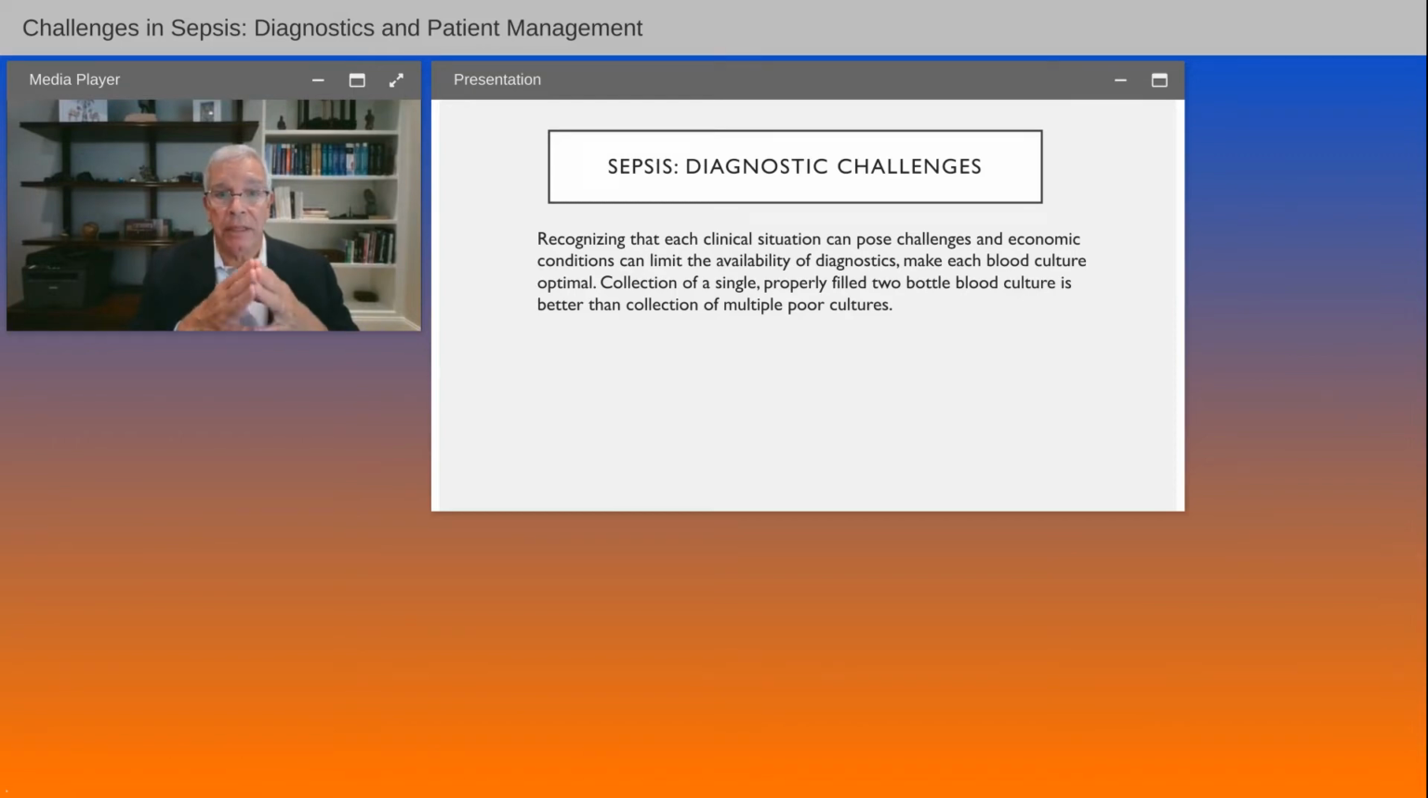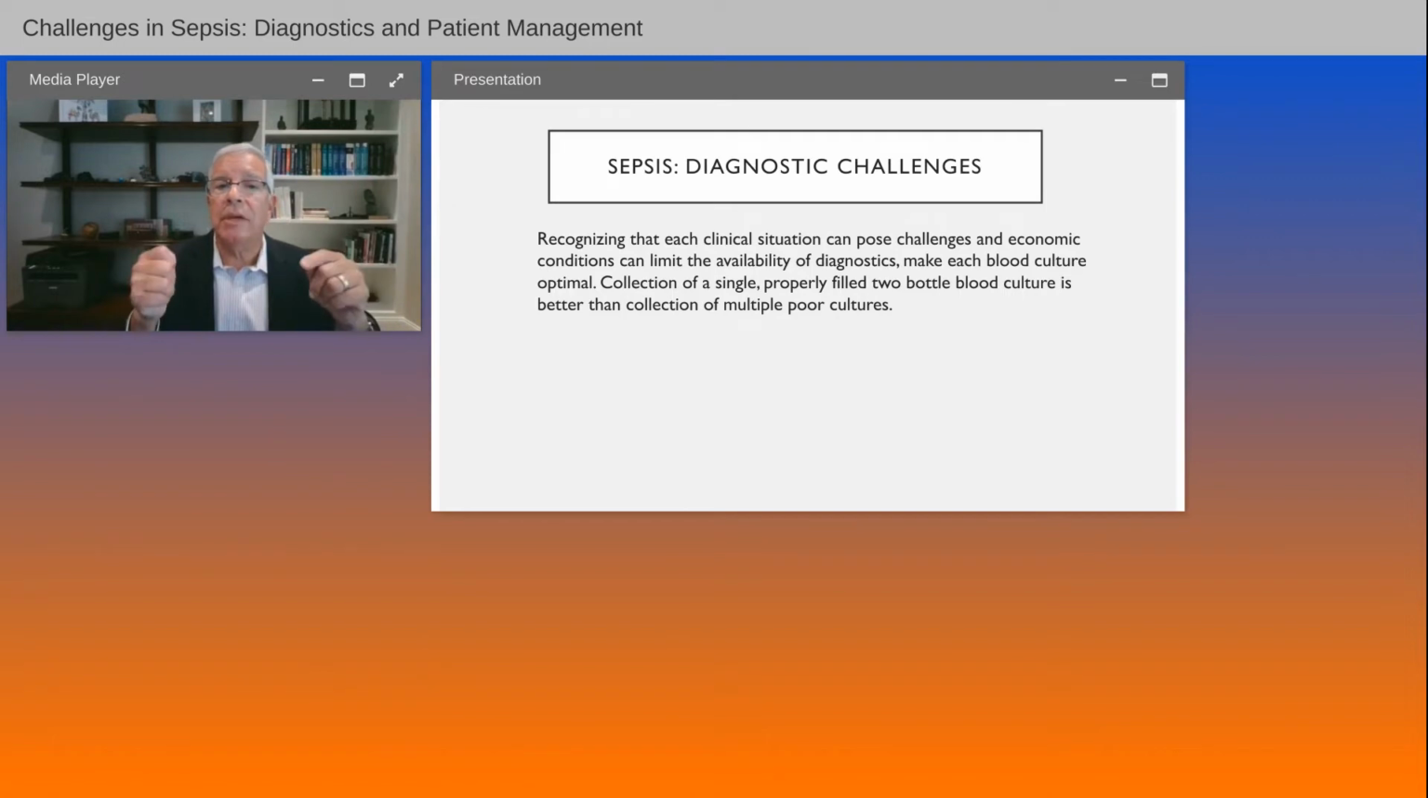economic conditions can limit the availability of diagnostics, we want to make each blood culture optimal. I've traveled many countries in the world, and I know there are challenges to collecting the ideal volume of blood, or the ideal number of cultures.